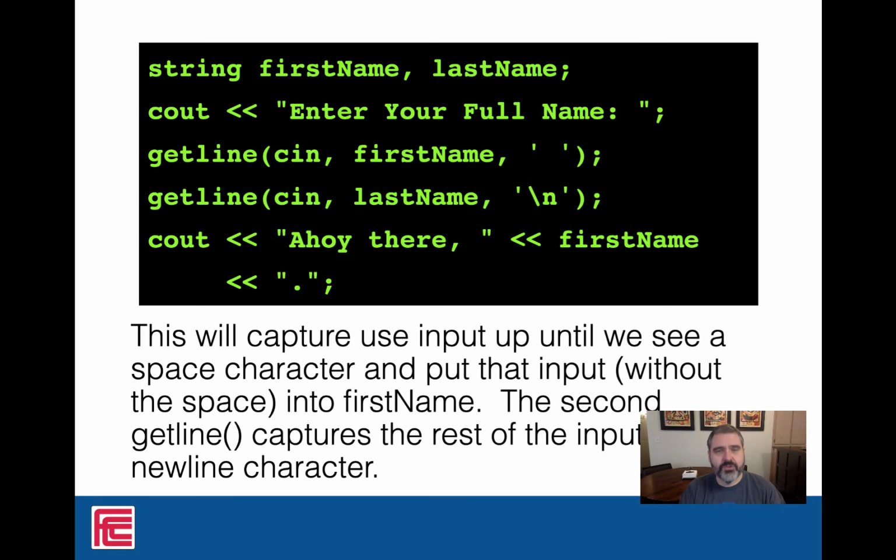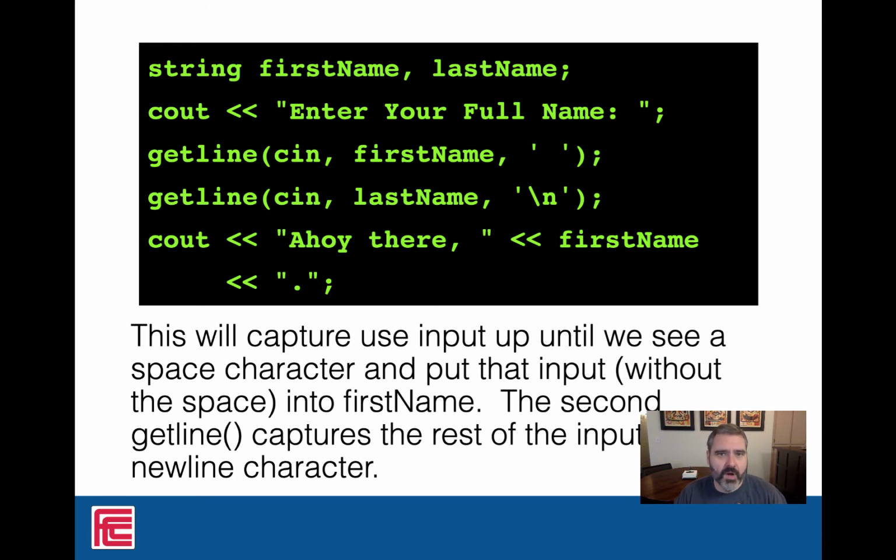So here we go. I've got 2 strings, first name, last name. Now, granted, there's a bunch of names this won't work for still, but for most names, it's going to work. Enter your full name, getline from the cin, first name up to the space. So long as you don't have a space in your first name, we're fine. And then getline cin into last name all the way to the new line character. Notice that these are characters, single quotes, not strings, double quotes, right? We're going to be getting strings, but we're looking for a particular character to stop at.